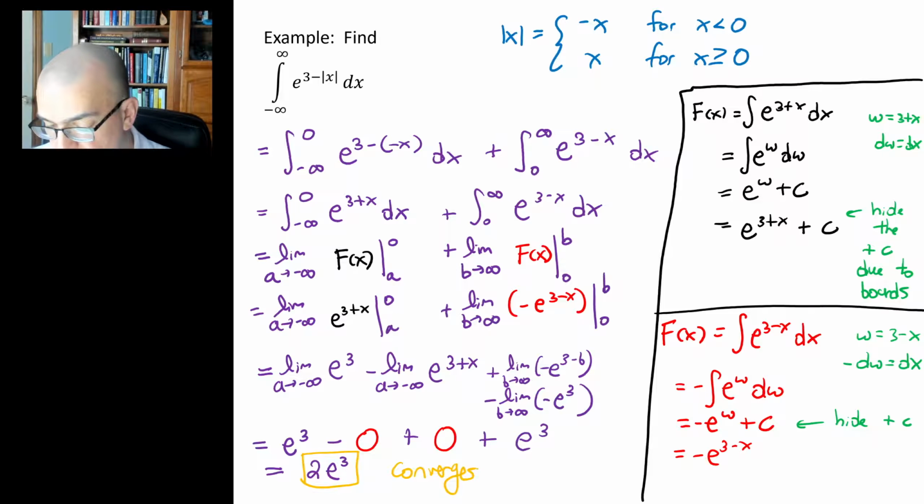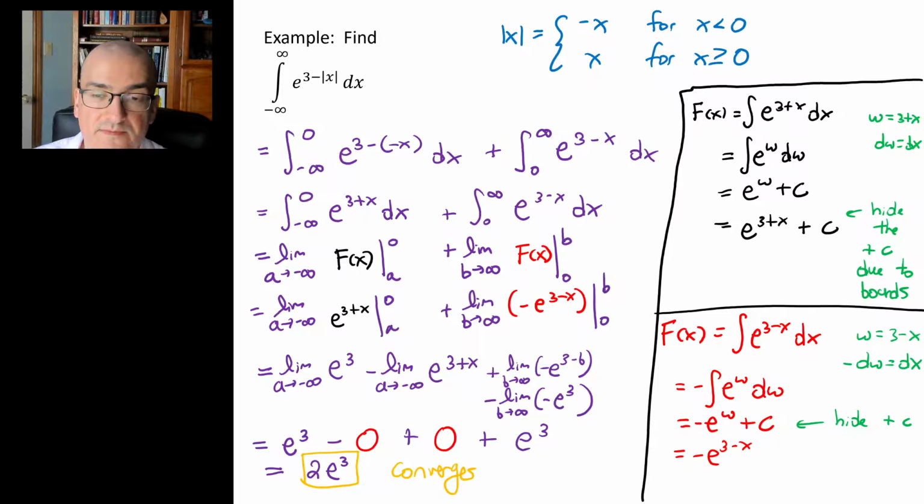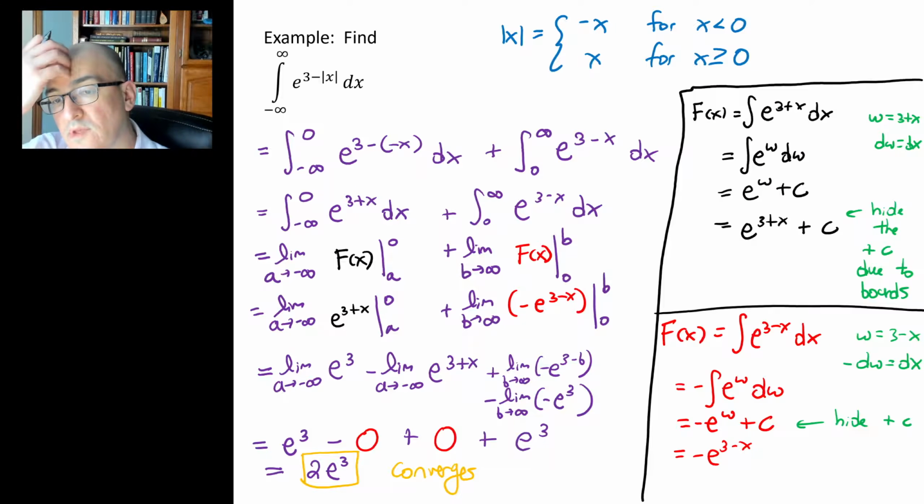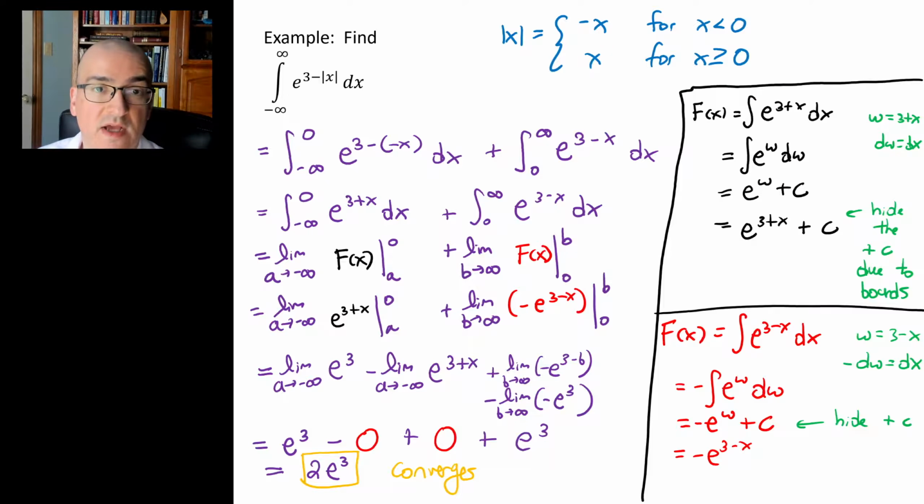The reason why those two limits are 0 is they're both of the form e to the negative infinity. So 3 minus infinity is negative infinity. E to the minus infinity is 1 over e to the positive infinity, which is 1 over infinity, which is 0. So the same reasoning as all the other ones.